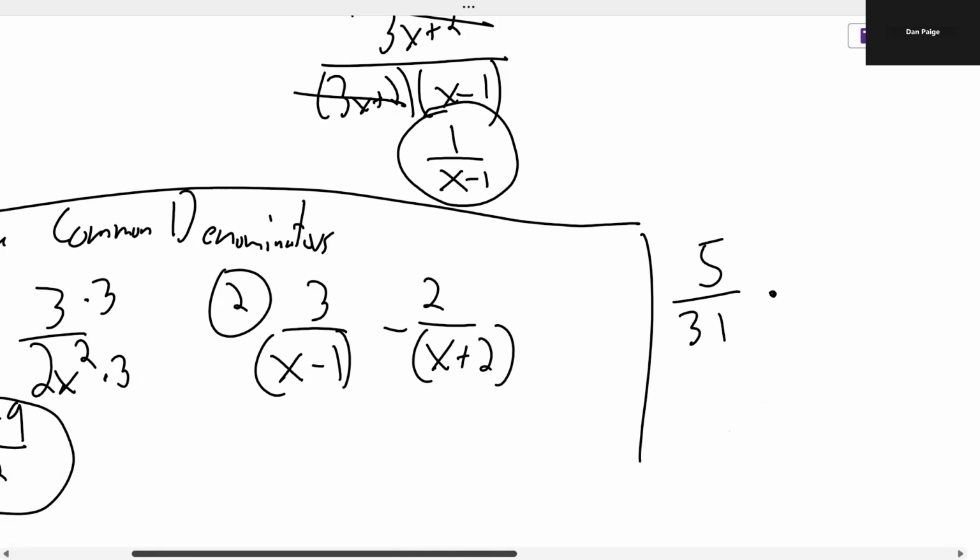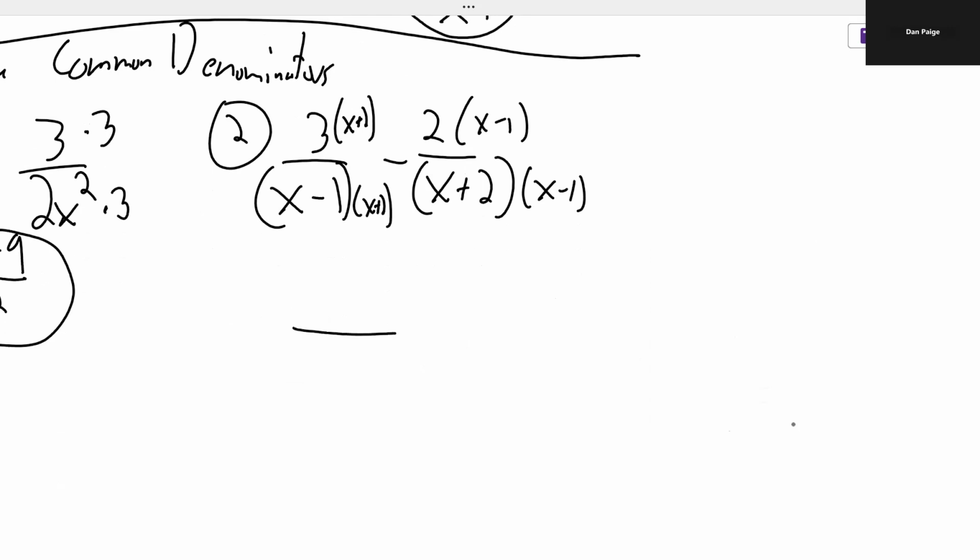What if I had 5 over 31 minus 2 over 53? What's a common denominator between 31 and 53? Just multiply them together. Now, is it going to be the least? I don't know. But you know, if you multiply the two numbers together, you'll get a common denominator. You guys remember doing that, right? Like you just multiply them. So this one needs an x plus 2, and this needs an x plus 2. This one needs an x minus 1. It needs an x minus 1.